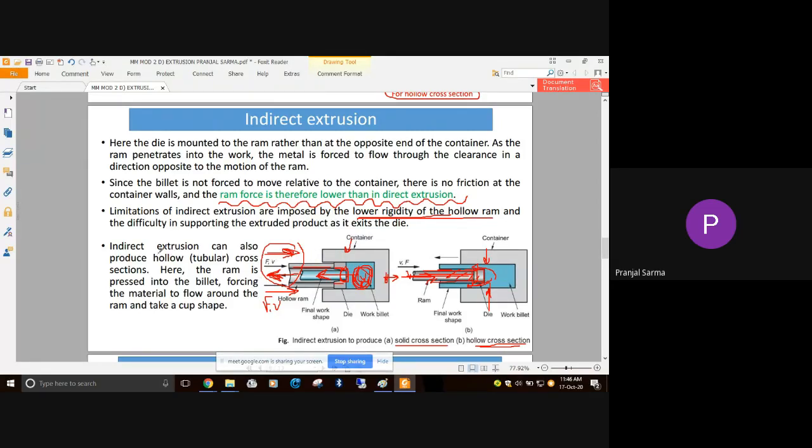And as we have discussed, indirect extrusion can also produce hollow or tubular cross sections. Here the ram is pressed into the billet, forcing the material to flow around the ram, and it takes a cup shape. You can see from here, when it comes around this particular ram, it will look like a cup shape. That means this particular portion is hollow, and this will come like this. So this is basically about indirect extrusion.